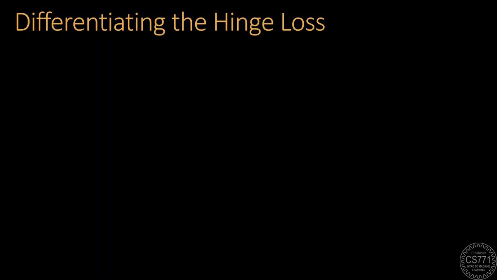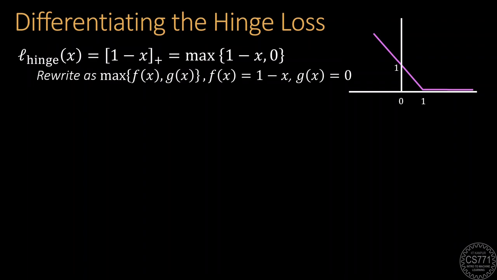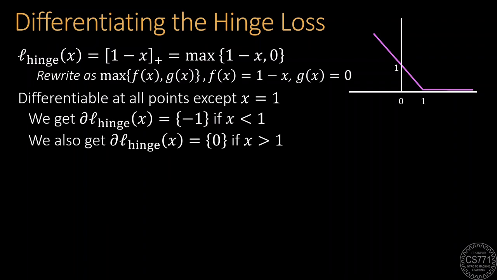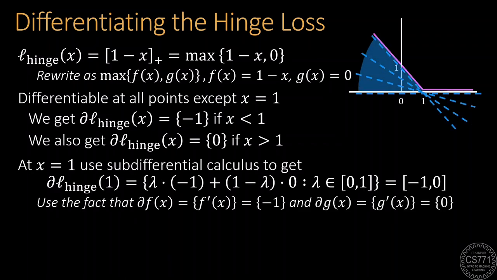To practice the concepts that we have just learned, let us find the subdifferential of the hinge loss function. The trick here is to write the hinge loss as a max of two functions f and g, where f is the function 1 minus x and g is the zero function that takes the value 0 everywhere. The hinge loss function is differentiable everywhere except the point 1. So at points other than 1, the subdifferential has a single element since there is a unique derivative at that point. At x equal to 1, we can use the max rule to calculate the subdifferential of the function, and we find that the interval minus 1 to 0 is the subdifferential, which means there are infinitely many subgradients at x equal to 1.